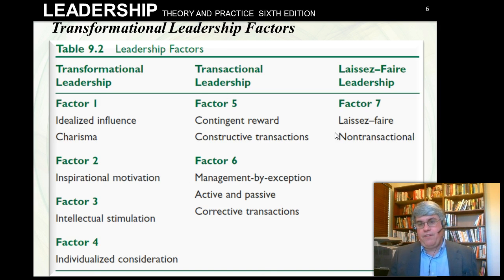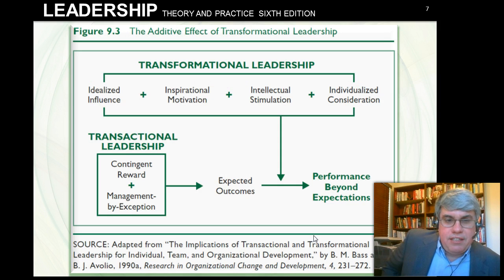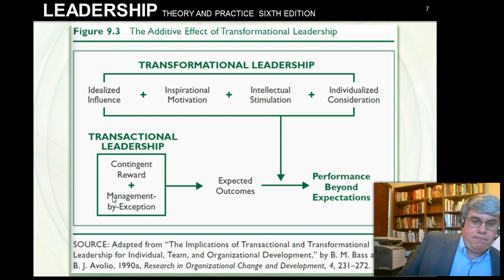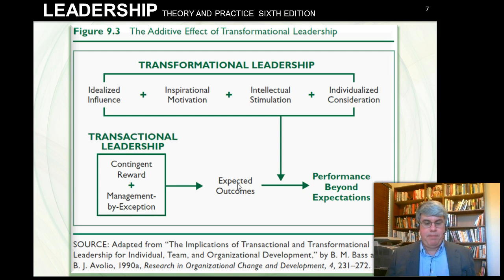And then finally, other factors get classified as laissez-faire, non-transactional behaviors, just delegating, saying, "Oh yeah, go do this however you want to do it." Now, it turns out that generally, in most organizations, the bread and butter of leadership is transactional leadership. You get hired, you're given a job description, you do the job description, and you get paid. So it's basically a contingent reward, but there's also management by exception. If you don't do it, you don't get paid, and you can get fired, and that produces the expected outcomes.